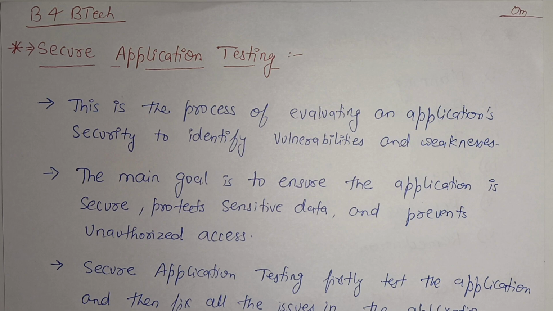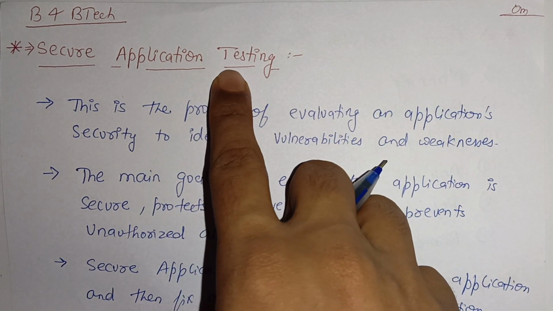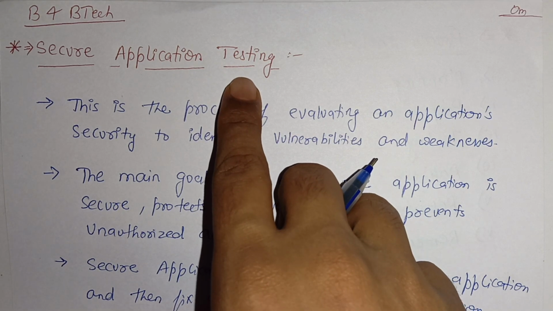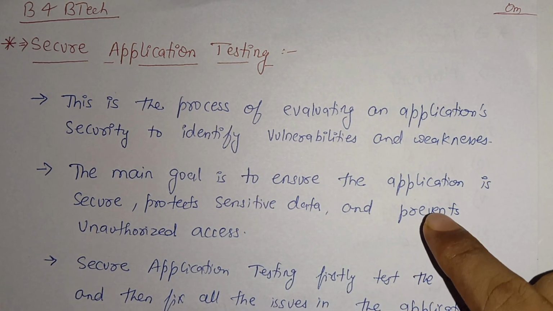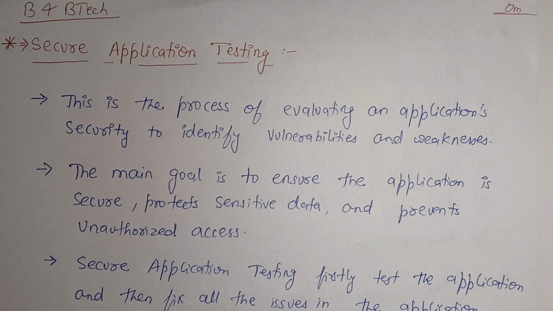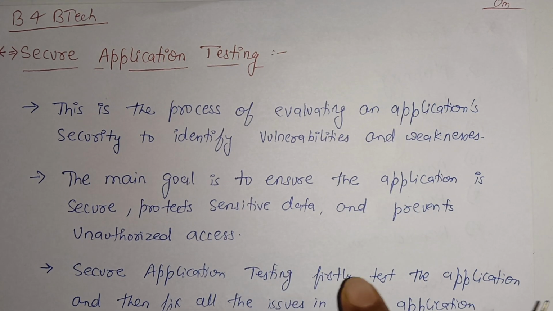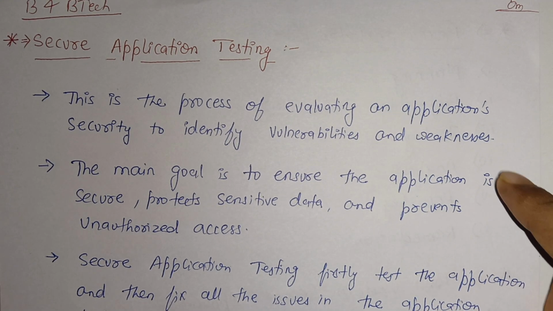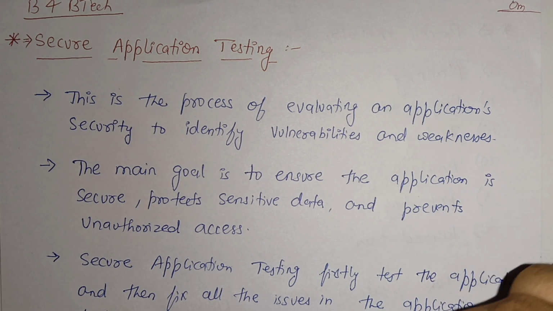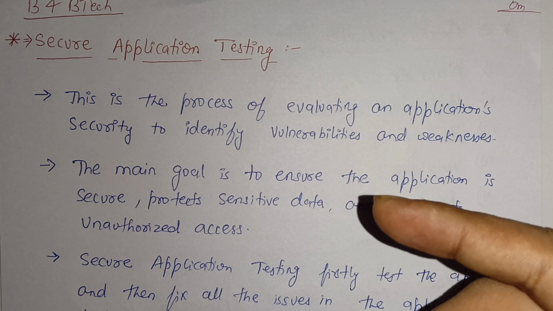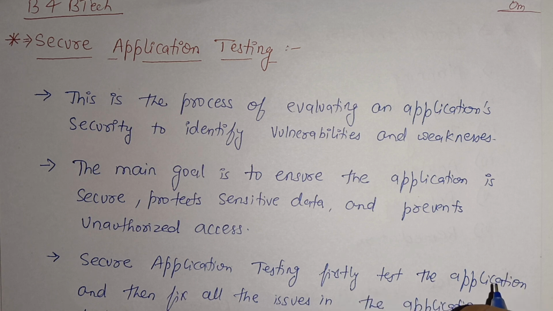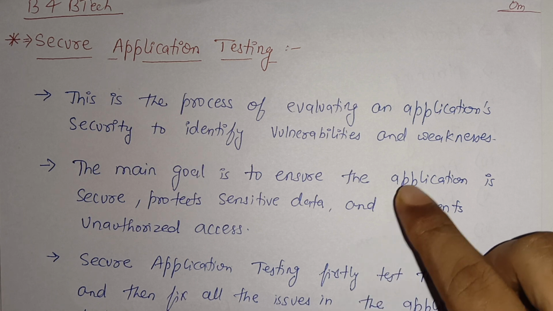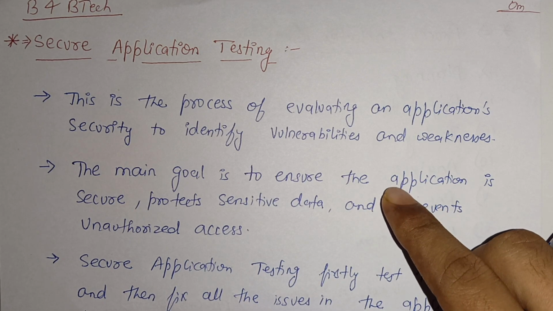So in this video we are going to learn about secure application testing. First we will see what secure application testing is. This is the process of evaluating an application's security to identify vulnerabilities and weaknesses. One of the most important goals of this testing is to ensure the application is secure, protects sensitive data and prevents unauthorized access. Means when we are working with an application, if there are any glitches or weaknesses, we find them and test them through this secure application testing technique.